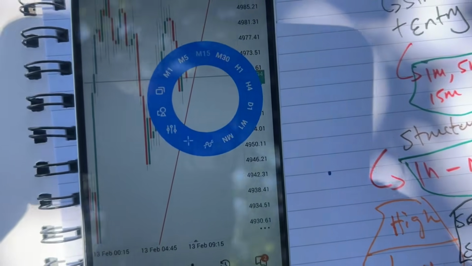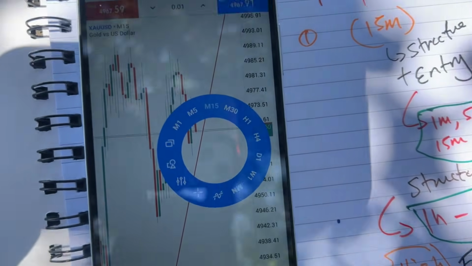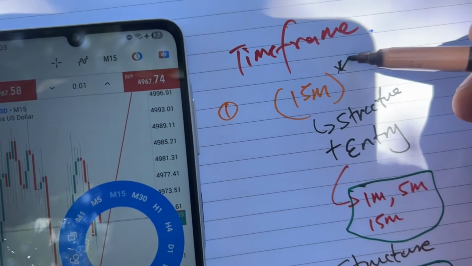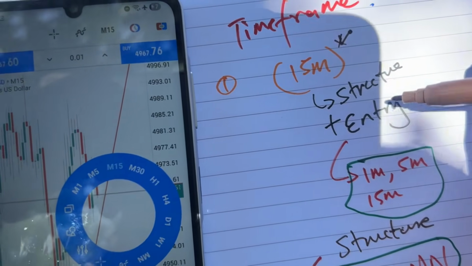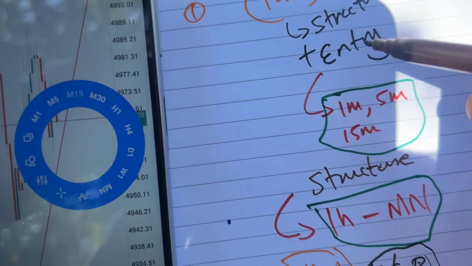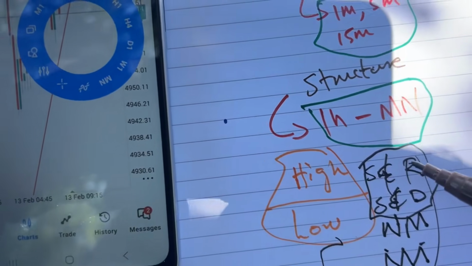So now when we look at this time frame, as we've mentioned, M15, you can use it for structure plus entry. M1, M5, M15, you can use for entry. For structure, you can use the higher time frame.